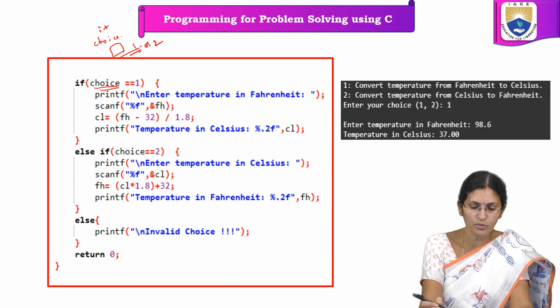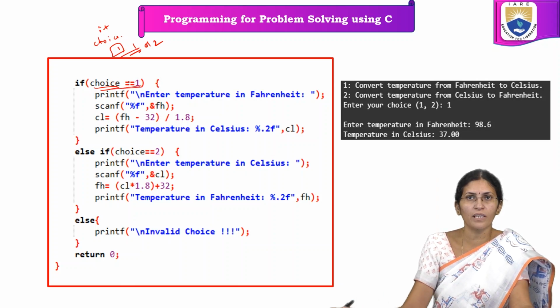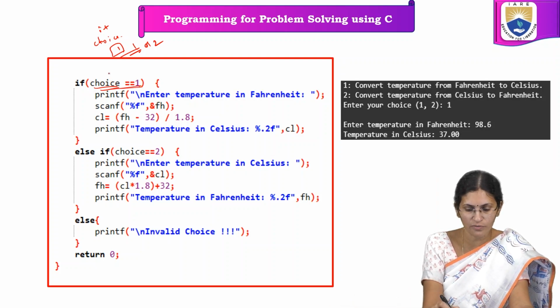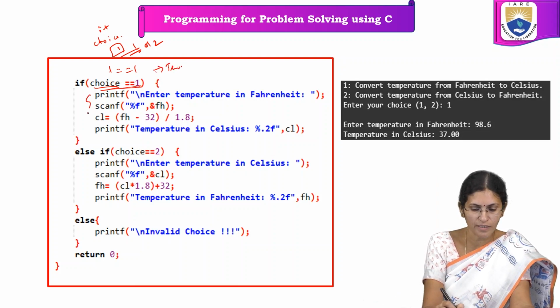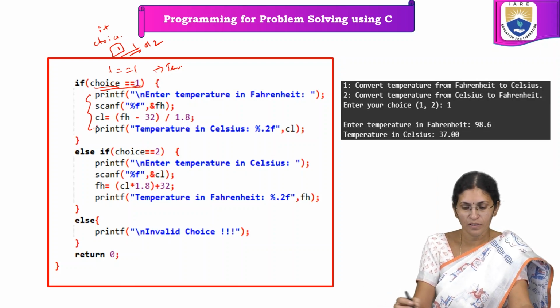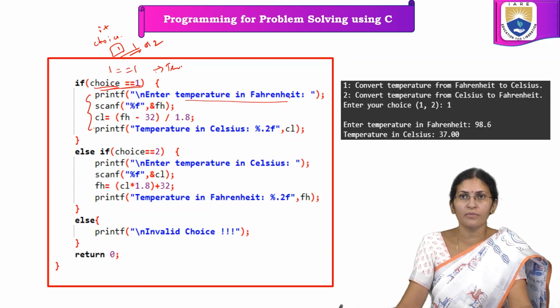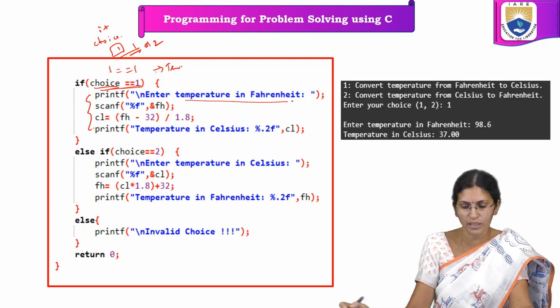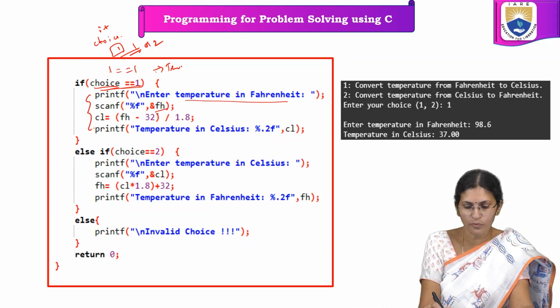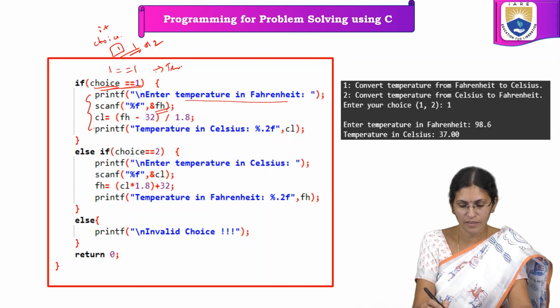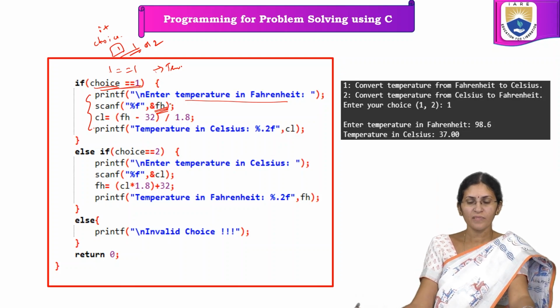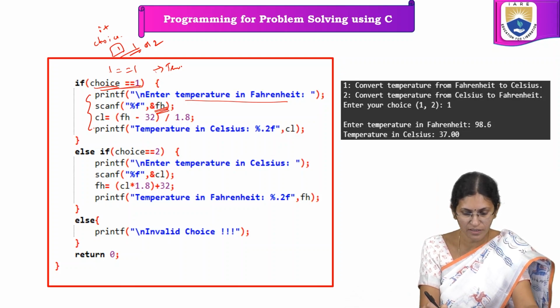If the user enters 1, that is, if choice is equal to 1, then with the help of this equality operator we compare these two. If 1 is equal to 1, this condition becomes true, and then this set of statements will be executed. The user will be prompted to enter the temperature in Fahrenheit, which is stored in the variable FH, at the address specified by FH.